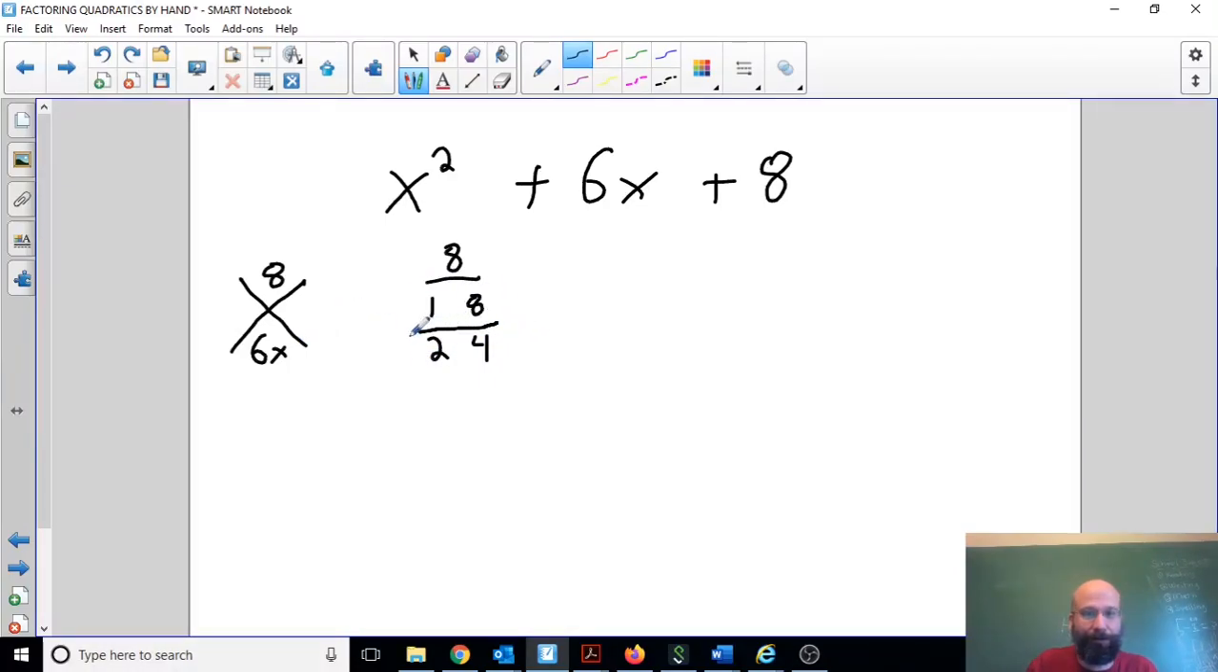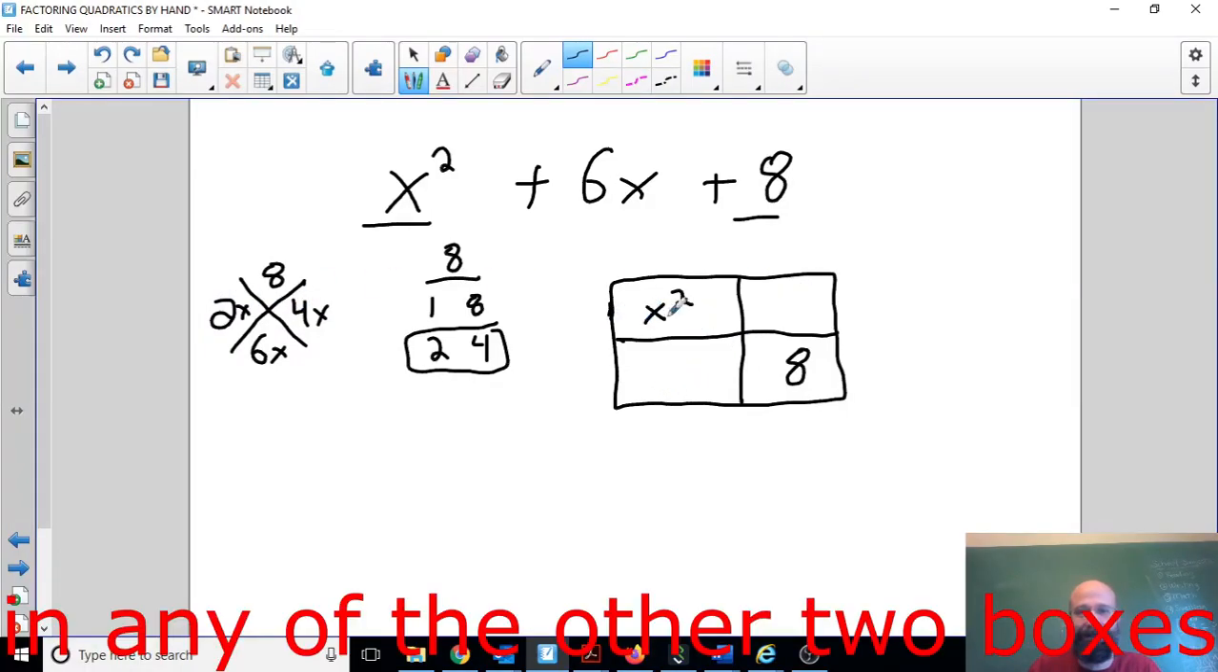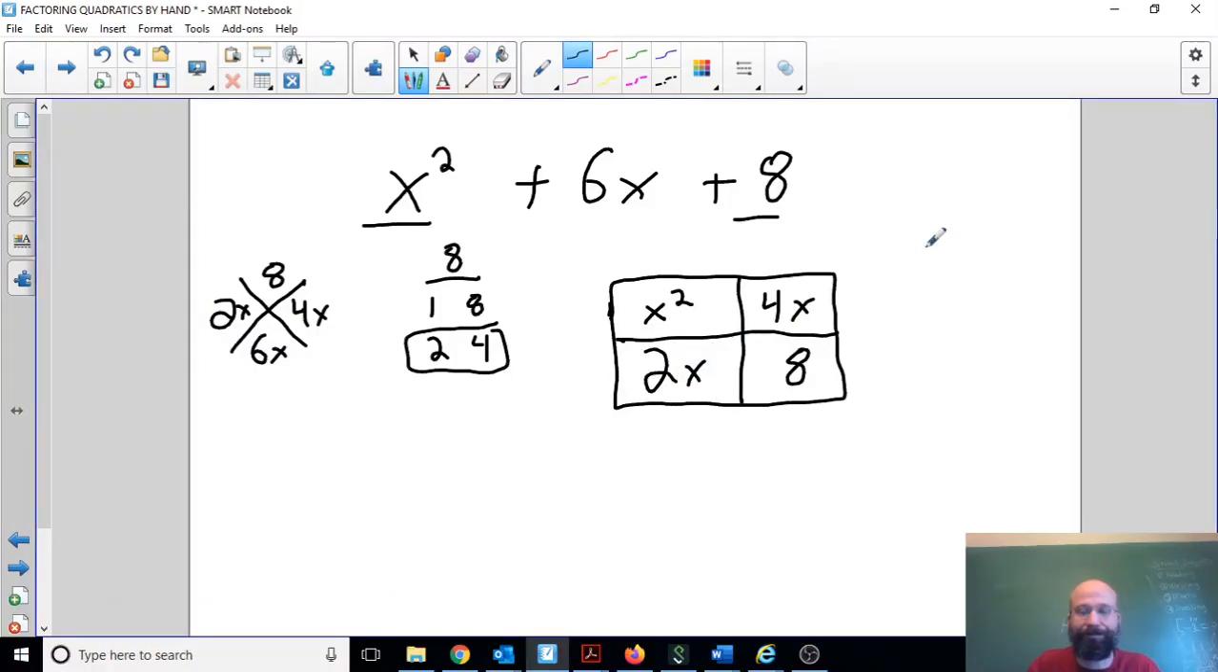So our terms we're going to use are these. So I'm going to put 4x and 2x. I decided to put in the x to make it a little less confusing. Hopefully it is. So I found the terms. I'm going to write it in the box. Remember that this first term always goes here in the upper left, and this last term, the constant, always goes here. And then you're going to put the 4x and a 2x in any one of these boxes. It does not matter. I'm going to put the 4x here and a 2x here.